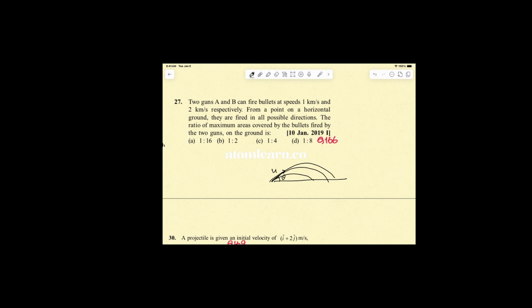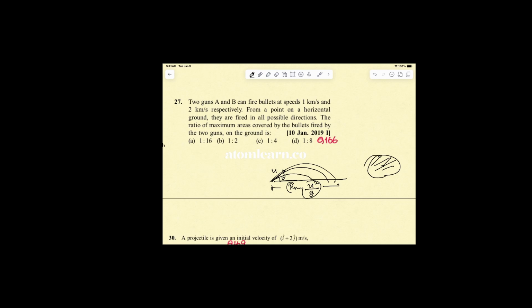Maximum range you will get only at 45 degrees. R max is given by u squared by g. If R max is the range on the ground, then the circle will have a radius equal to R max. If the radius of the circle is R max on the ground, what is the total area on the ground wetted by the lawn sprinkler?